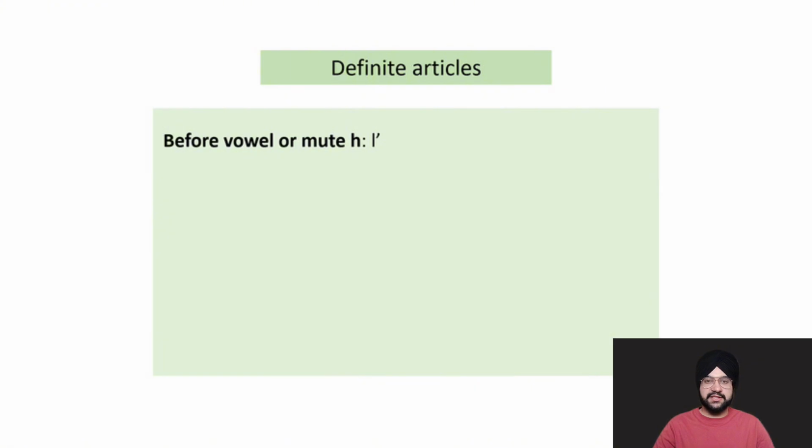The third one is used before a word which begins with a vowel or with a mute H. First let's see the examples with the words beginning with a vowel. For example, l'ami, which means the friend. The word ami begins with the vowel A, so we use L apostrophe, l'ami. Another example, l'école, which means the school.